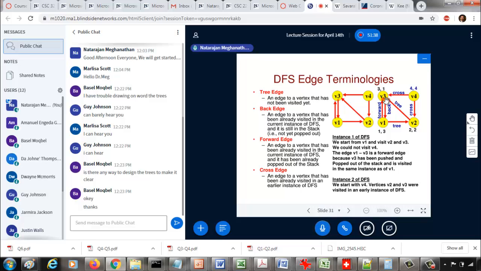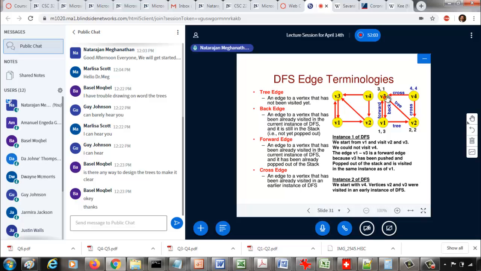Now from V3, the only outgoing edge is to V1. Now think about V1. V1 is a vertex that has already been pushed to the stack but not yet popped out, because we started from V1, went to V2 and then to V3. So that means V1 and V2 are both still in the stack.